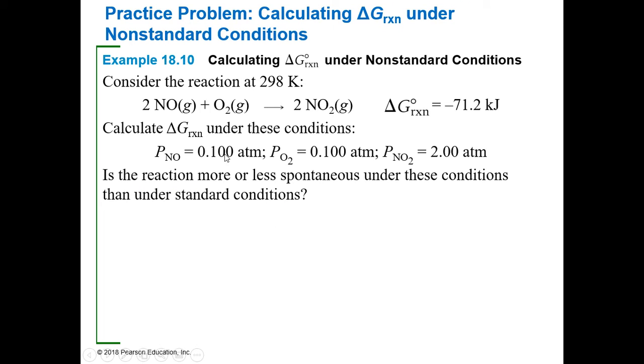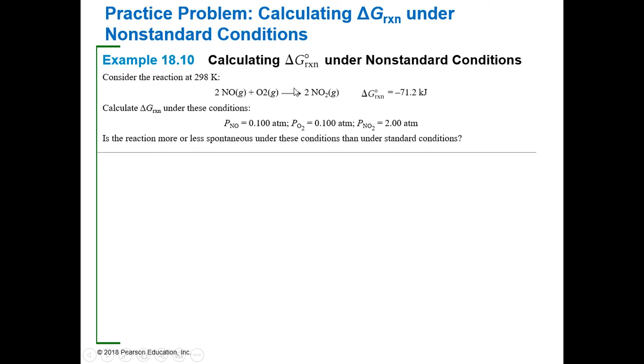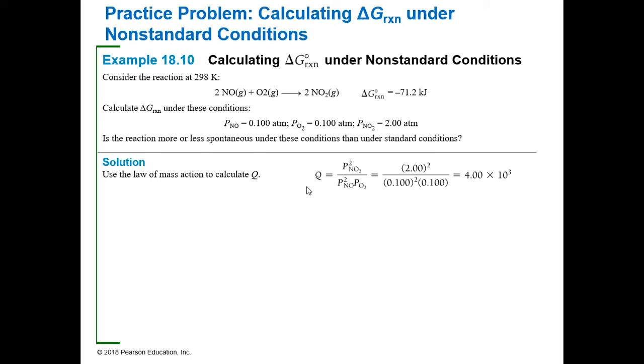They gave us the pressures of our products and our reactants, so we could solve our Q value. They did give us a temperature, 298 Kelvin, so we can go ahead and plug that into our reaction. So our Q is the pressure of NO2 squared, because we got two of them, divided by the pressure of NO squared, because we got two, and then oxygen, just one of them. If you plug in those pressures, you should get Q is 4 times 10 to the third.